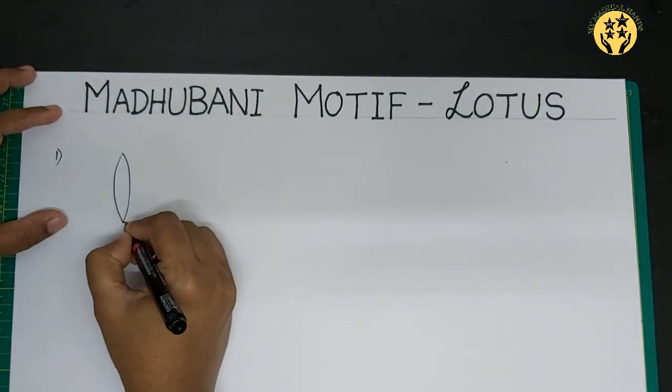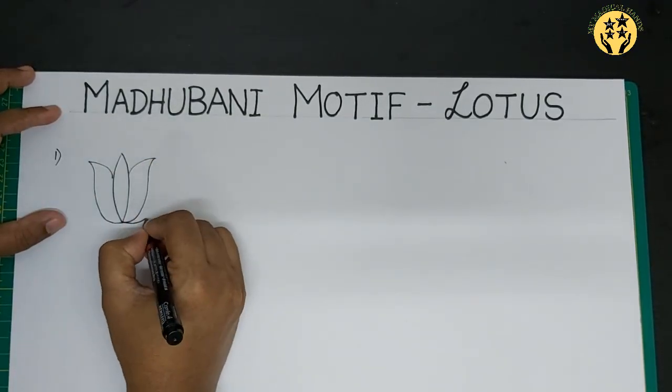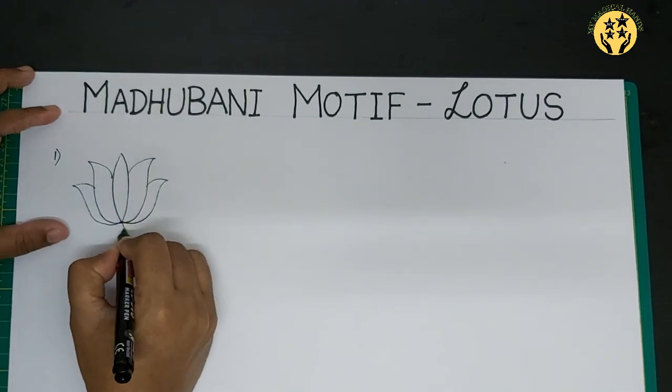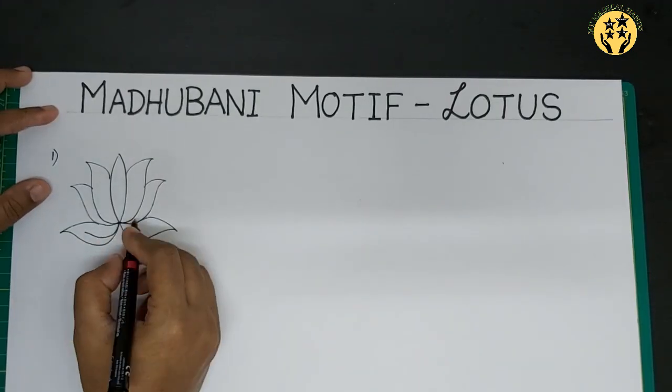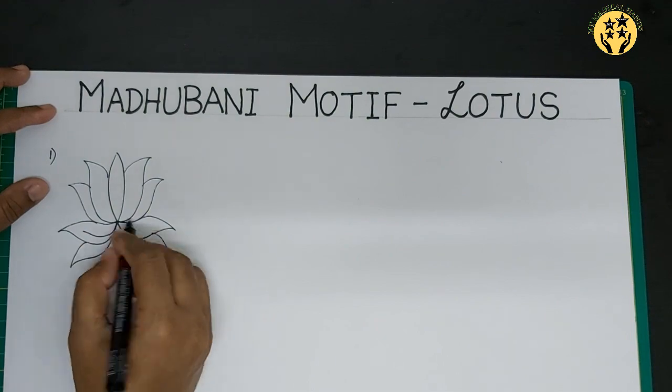In Madhubani painting, the lotus is symbolic of the female. It is also seen as a pedestal of mythological figures like Goddess Saraswathi, Lakshmi, and Ganesha.